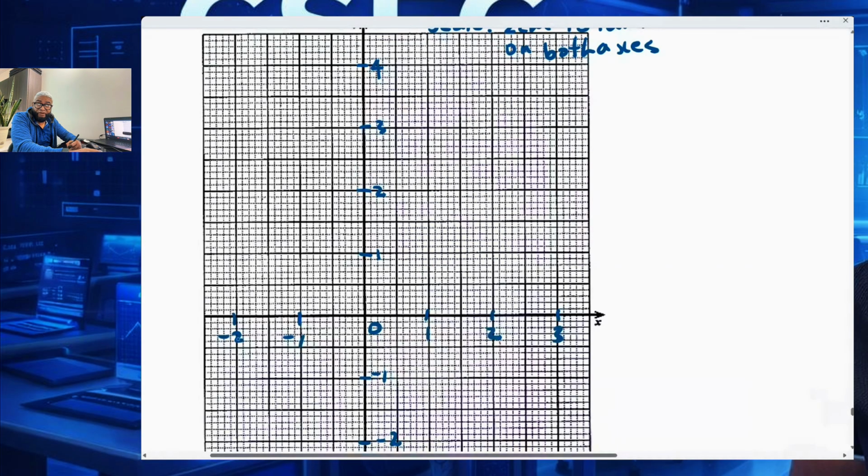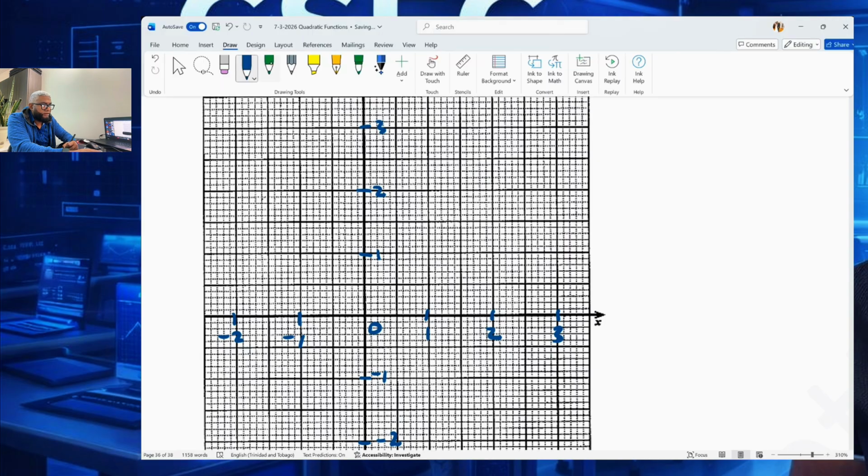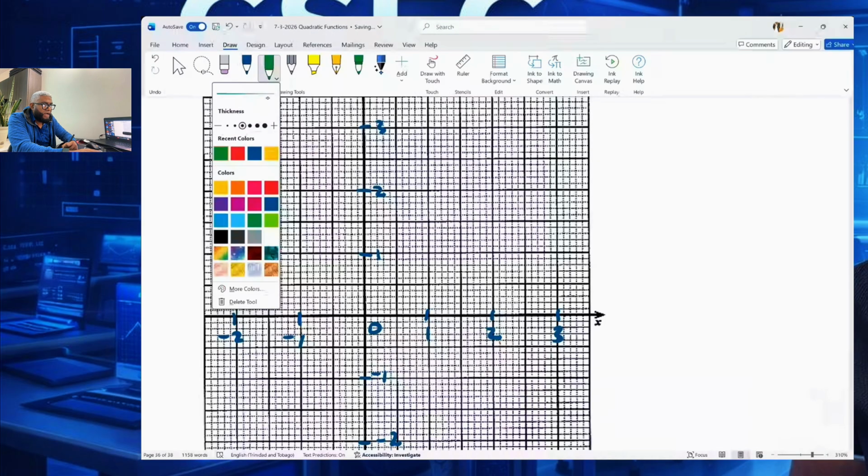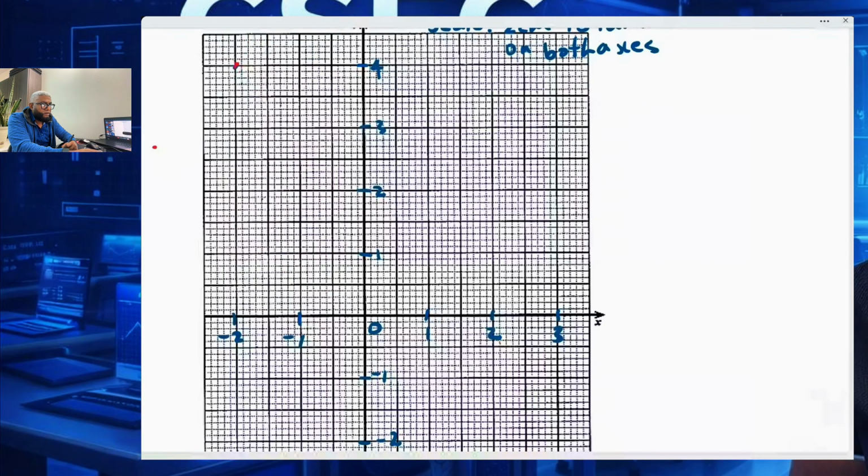Negative 2, positive 4. Alright, let you go. Boom, that's up here. Let me draw my curve in red. Negative 2 and 4. Next. Negative 1, 0. So we're on the x-axis. Negative 1 on the x, 0 on the y. Next.